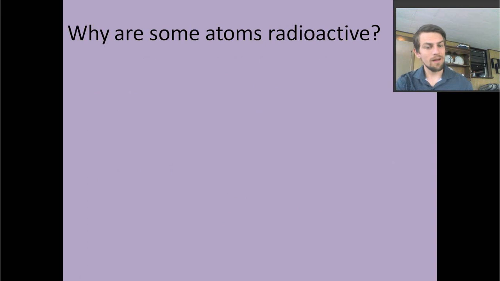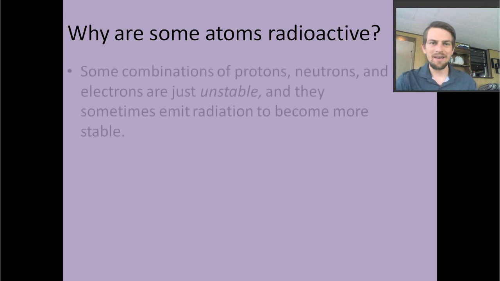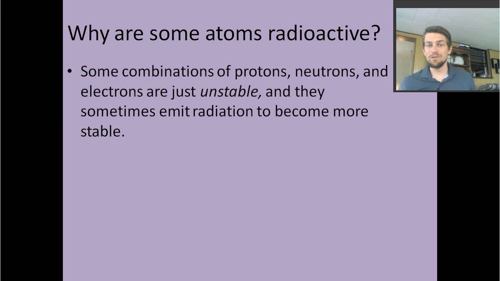Okay, so then another natural question would be, why are some atoms radioactive? Why are we all not just decaying all the time through radioactive reactions? The reason for that is that some combinations of protons, neutrons, and electrons are just unstable. They will sometimes emit that radiation to become stable. Some different combinations of numbers of protons, neutrons, and electrons just don't like to hang out like that. And then every once in a while, they'll alter themselves a little bit to make themselves a little more stable. I mean, we all like stability, don't we?